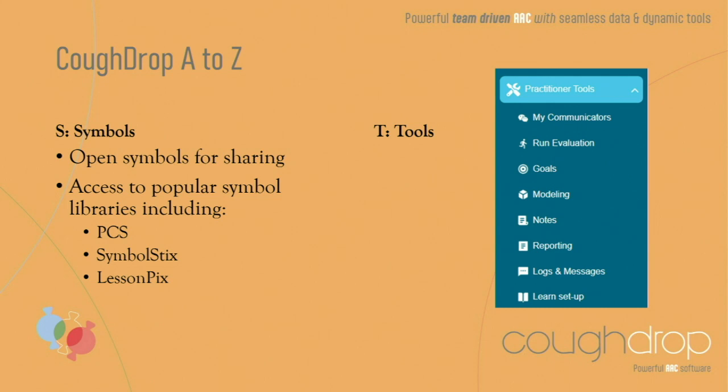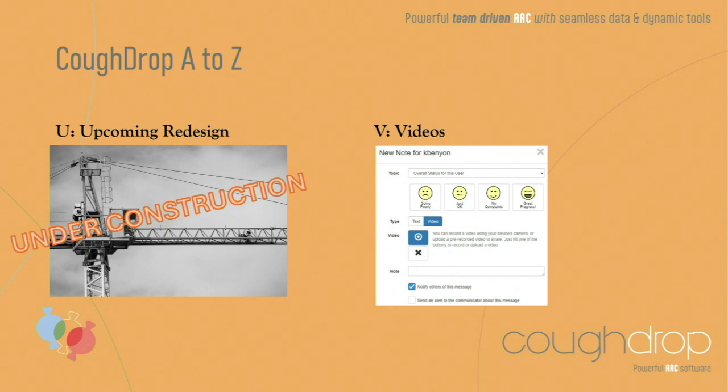T is for tools. I'm super excited. So we have a redesign coming, which we'll talk about more, but this is our new practitioner tool menu. So for all of you practitioners working, you can have quick access to your communicator caseload. You can run an evaluation, pull up your goals, modeling ideas, make a note, pull up those reports and your logs. So it's super quick access, and we want to make sure we're saving you time and making a product that's super intuitive. So super excited. How many times can I say super?